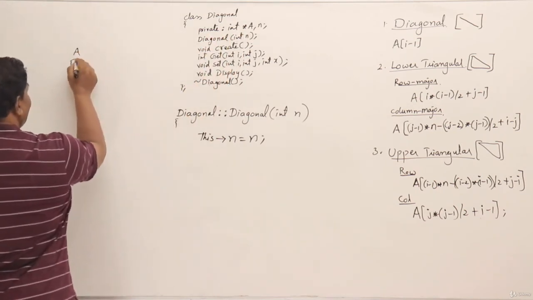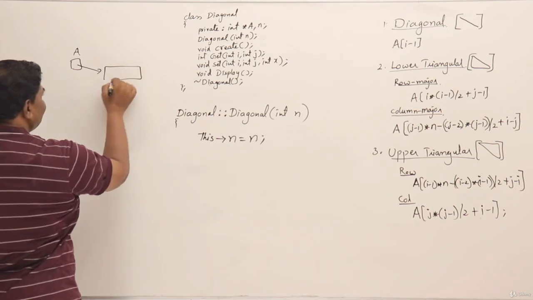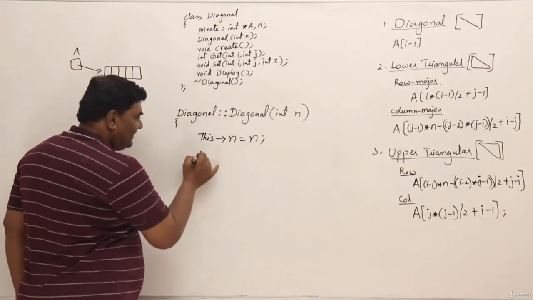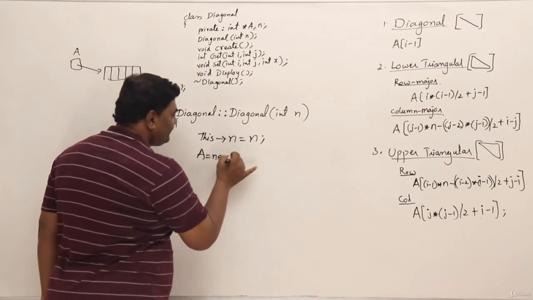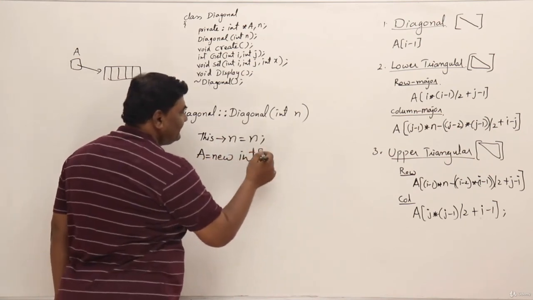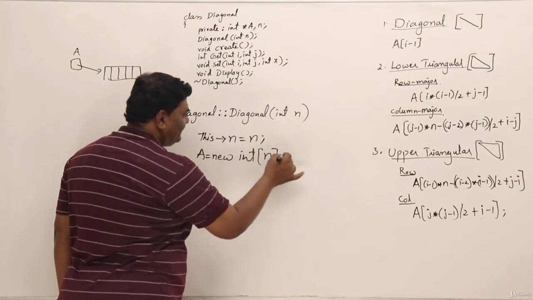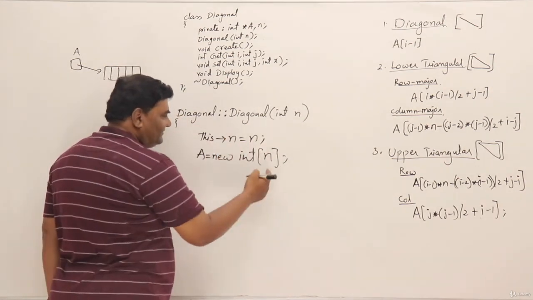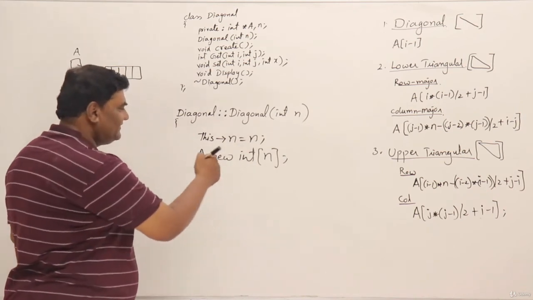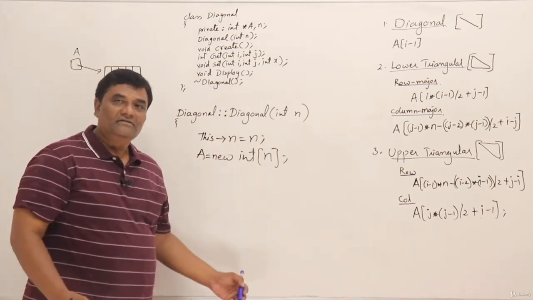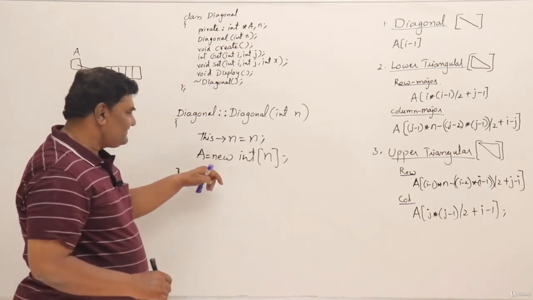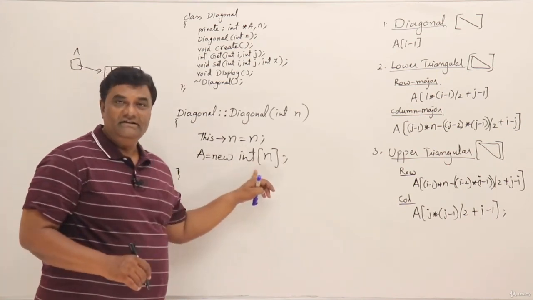So I should create an array in a heap of that size. Suppose size 5. Then I should create an array in heap. So A assign new int of size n. So I can simply take either this n or this->n. If I want to write this, then I should say this arrow n or just n. So this will create an array. This is a constructor. So inside the constructor, this is created in heap dynamically.